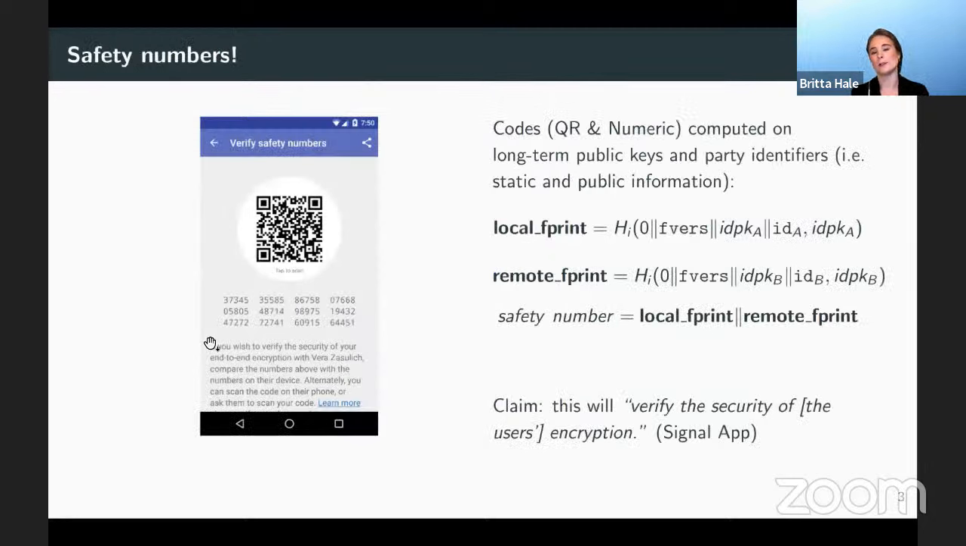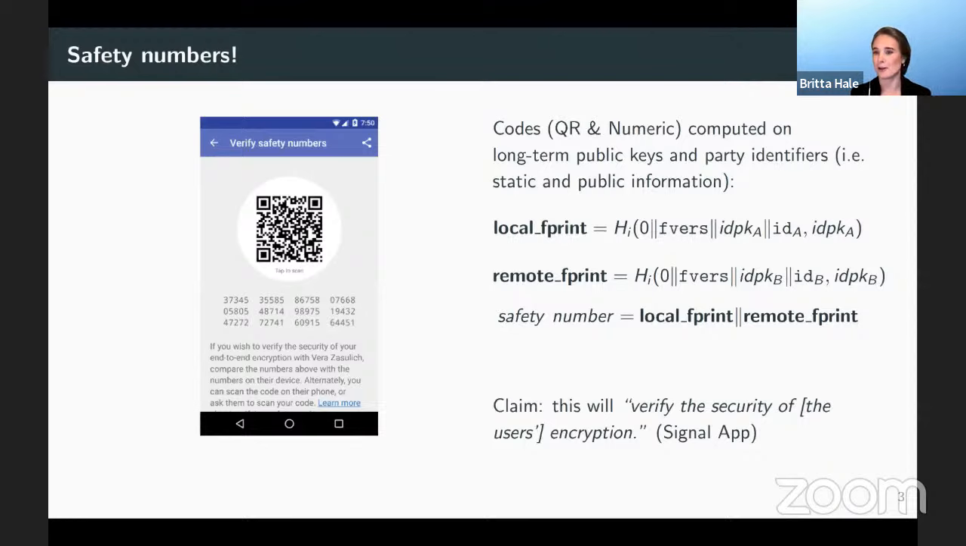Well, in Signal, we have a variant that uses the user as an out-of-band mechanism to support authentication, and it works on trust on first use otherwise. So you just trust the keys at the beginning, but at some point the users meet up and compare either numeric codes or scan QR codes that are based on public keys. So this is a very important point. They are based on public keys. They're then used to compute fingerprints and are concatenated. So the claim in the app is that this will verify the security of the user's encryption.